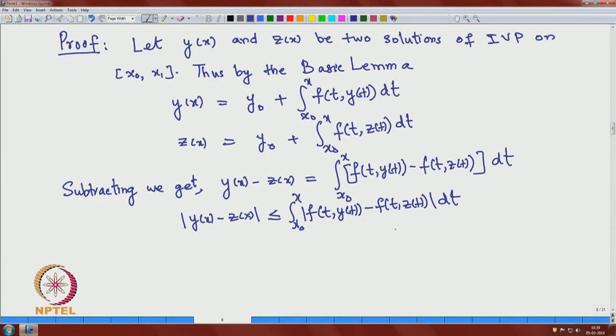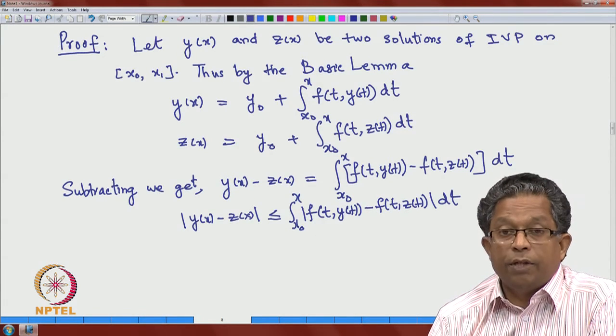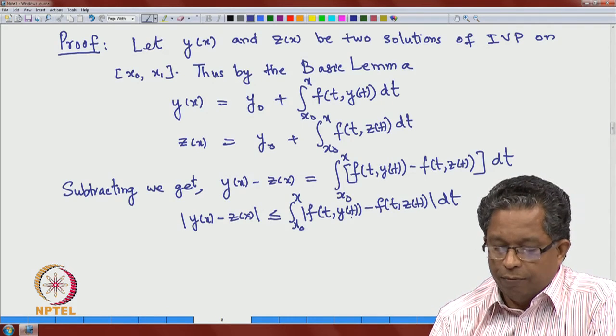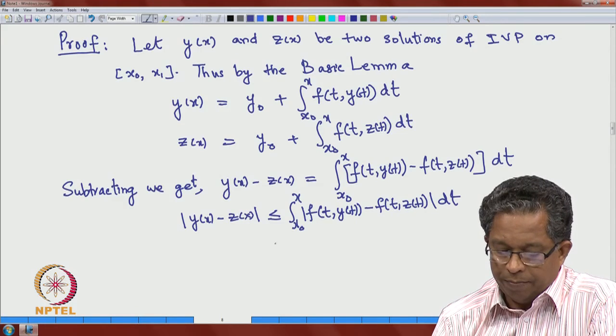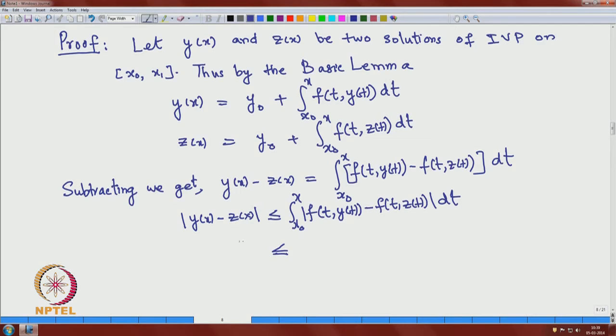Now, we have assumed that f is Lipschitz continuous with respect to the second argument y. So we can use the Lipschitz condition. So this is less than or equal to, by Lipschitz continuity, alpha times the integral from x0 to x of |y of t minus z of t| dt. Okay, this is by the Lipschitz continuity.